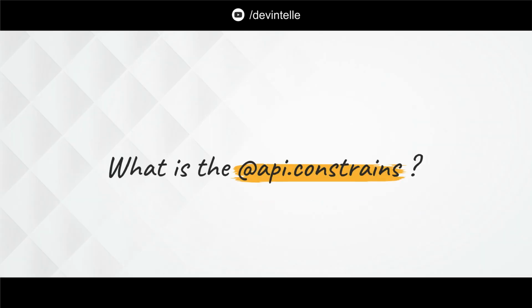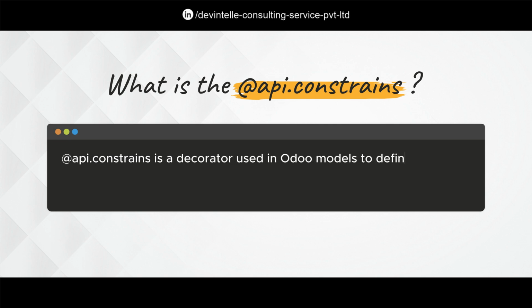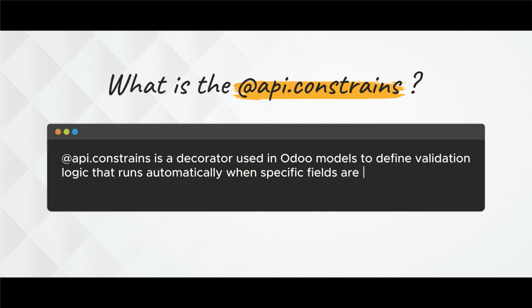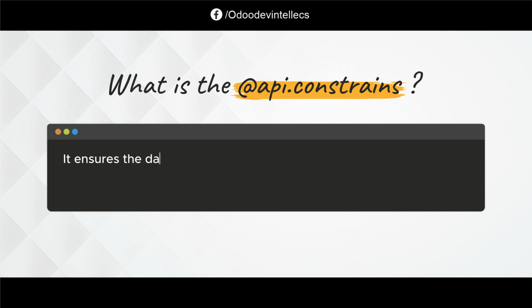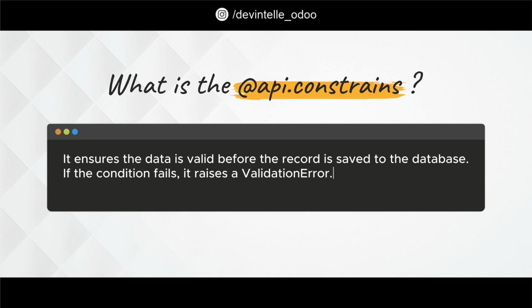So first of all, I will tell you what is the api.constrains in Odoo. So api.constrains is a decorator used in Odoo models to define the validation logic that runs automatically when specific fields are modified. So it ensures the data is valid before the record is saved to the database. So if any condition fails, it raises the validation error. So let's see by the example.